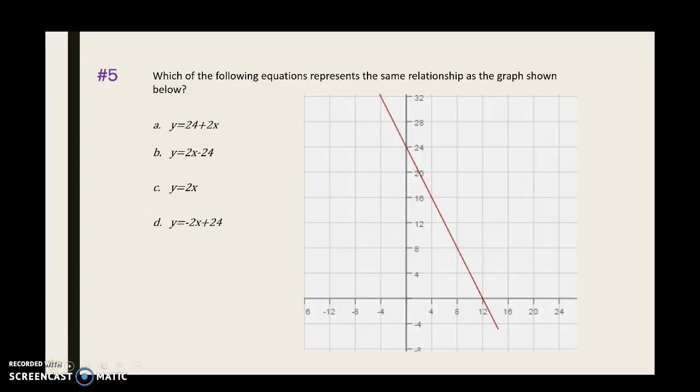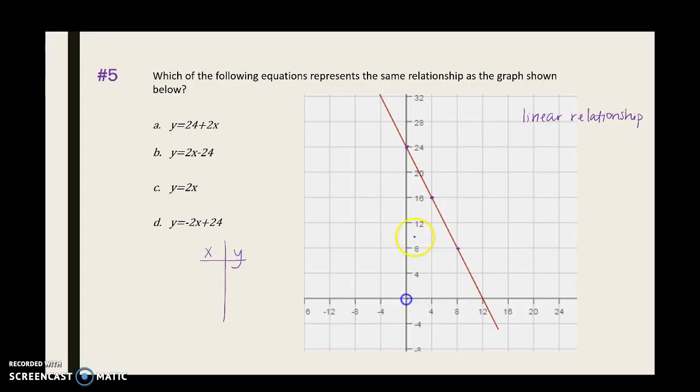And which of the following equations represents the same relationship as shown on the graph below? Okay, so does this go through the origin, X and Y? No. But it's a straight line. So this is again going to be a linear relationship. So what we want to do with a linear relationship is find points on our line where the grid intersects. And then we need to create a table to find our rate of change. So X and Y.